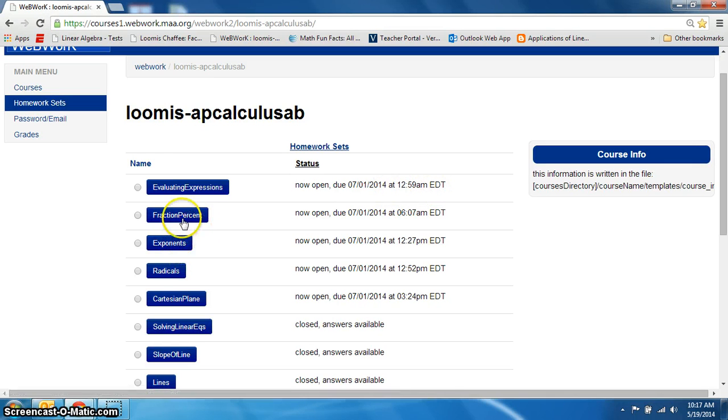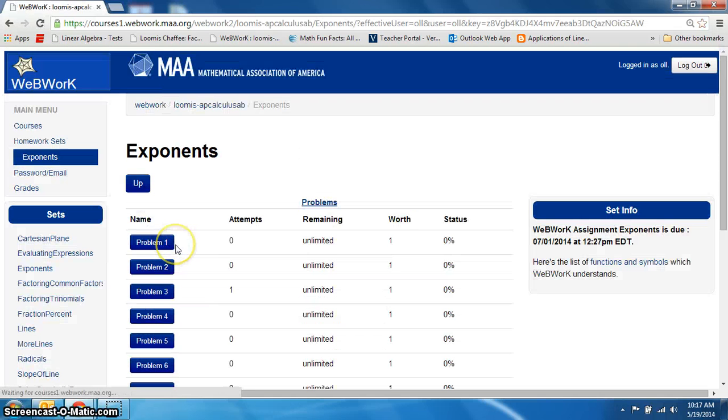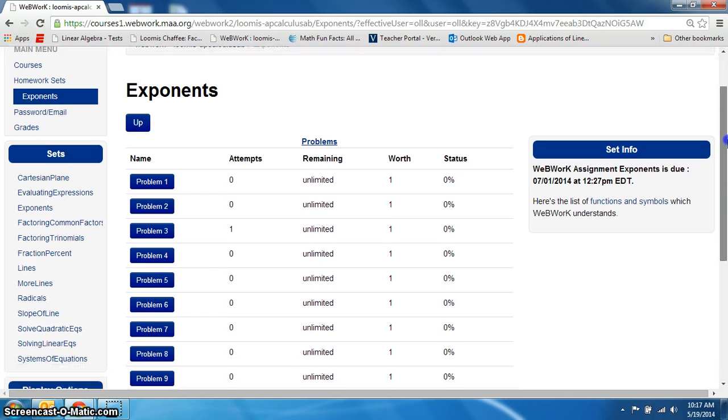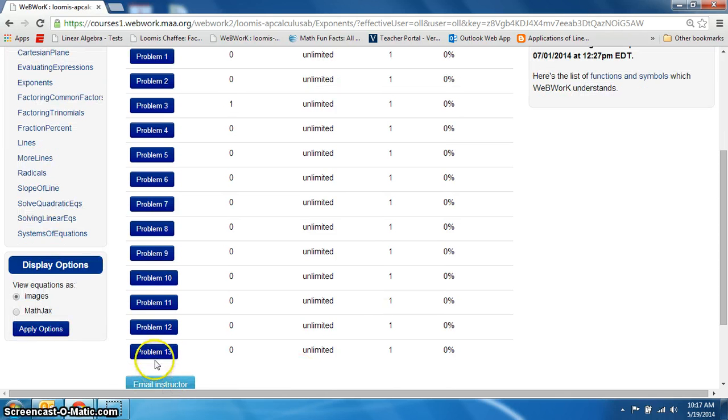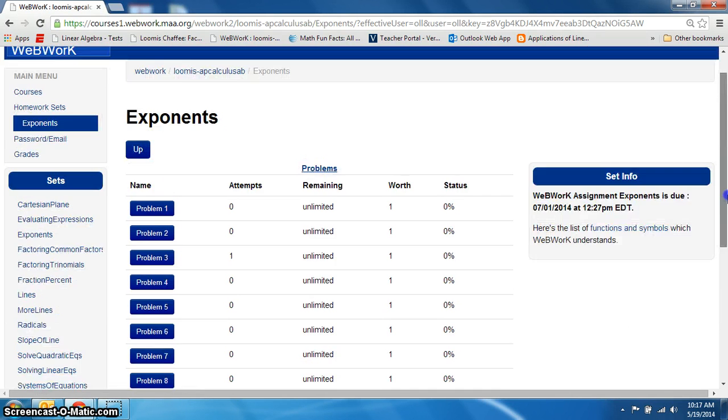And if I were to click on one of these problem sets, I go straight to the problem set. This problem set, which is on exponents, has 13 problems, and for each problem it shows you the number of attempts, how many times you tried the problem. And for all these problems you do have an unlimited number of attempts.